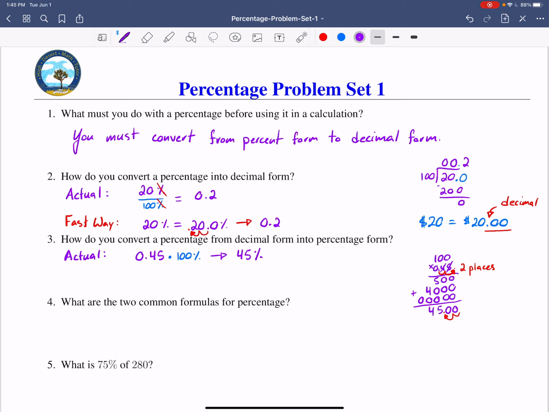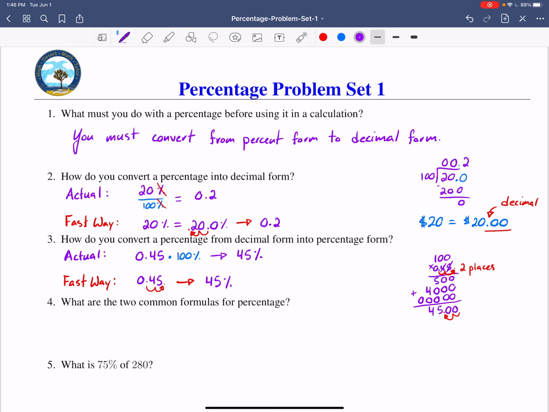But just like before, there is a fast way of doing this because the procedure is always the same. So all we need to do is take our 0.45, and before we had moved the decimal 2 places to the left. Now to go from decimal form to percent form, we move this decimal 2 places to the right. And what that gives us is 45, and then we add the percent sign.